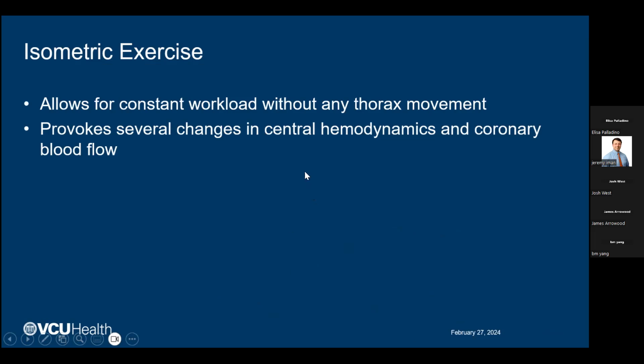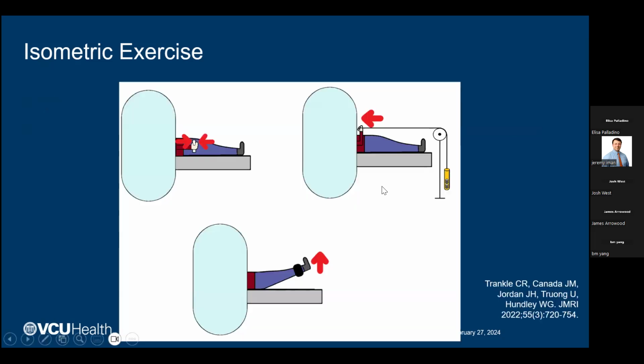And then there is the option for isometric exercise. We've been talking about aerobic exercise, but isometric exercise is nice because it allows for a constant workload without any movement of the thorax. And with this approach, you can provoke several changes in central hemodynamics and coronary blood flow. So options for this are you can have a hand grip ergometer, where some of the groups that have used this have had a visual feedback system where they see what the maximum grip strength is of the participant, and then make it so that they maintain 40 to 60% of that grip strength constantly.